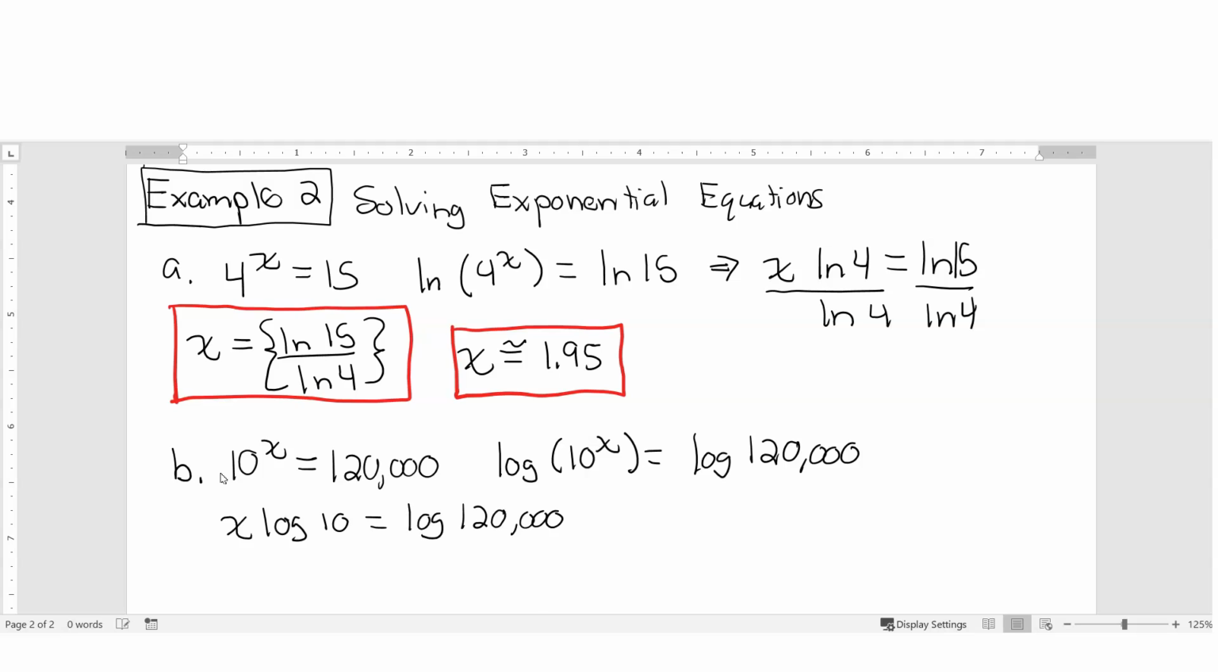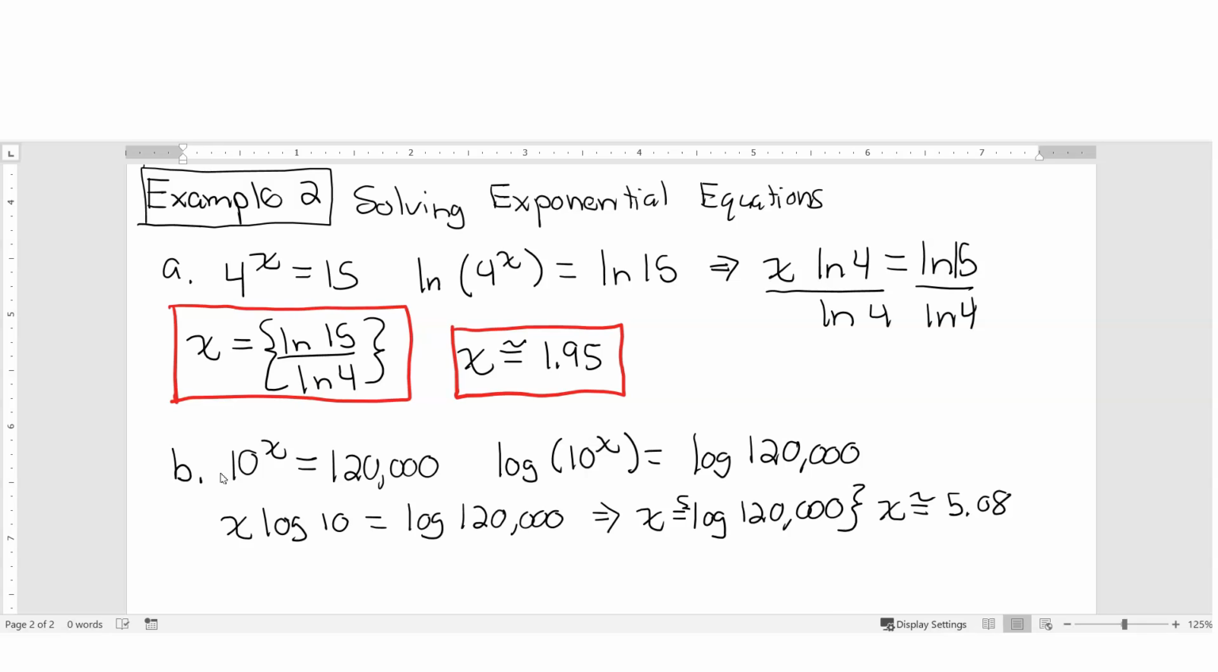Now, we take the common log with base 10 because notice, based on the properties of logarithms and the common log we saw in section 4.2, the log of 10 really evaluates to 1. So this term essentially disappears, and so our final solution is x = log 120,000. So that is the exact solution, and then the decimal approximation will be approximately 5.08.